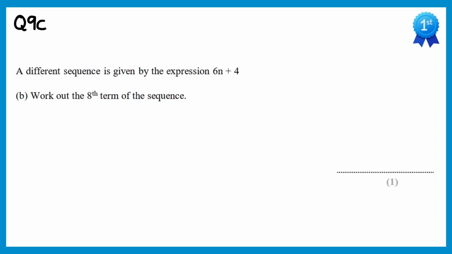For this part, we need to work out the 8th term of a sequence, where the nth term is 6n plus 4. To do this, we replace the n in here with an 8. So we do 6 lots of n, but n is 8, so 6 times 8 plus 4. 6 times 8 is 48, plus 4 is 52. So the answer is 52.